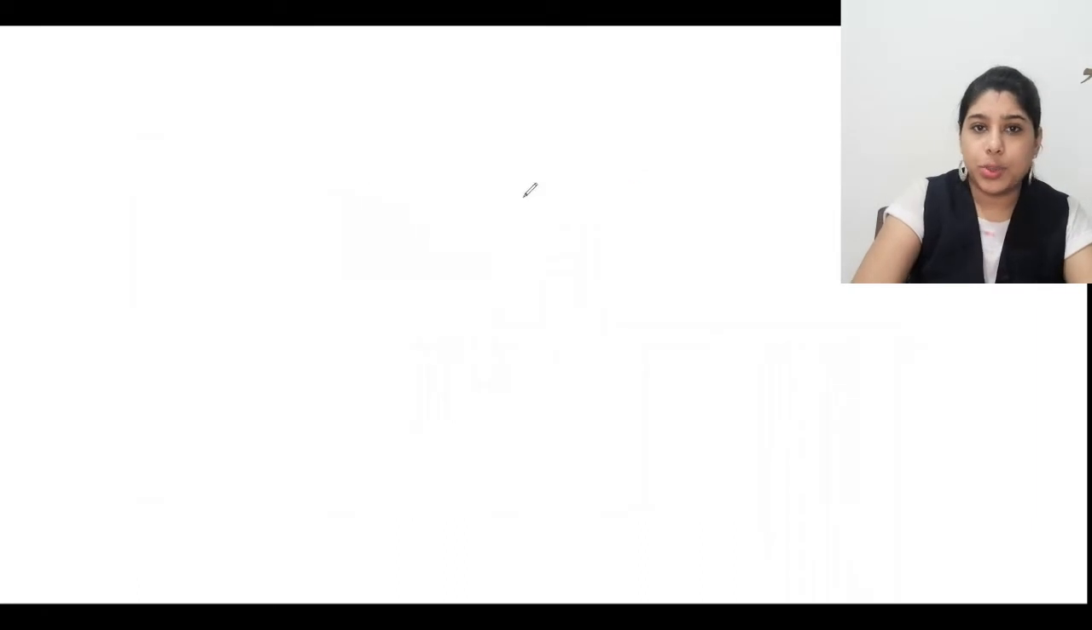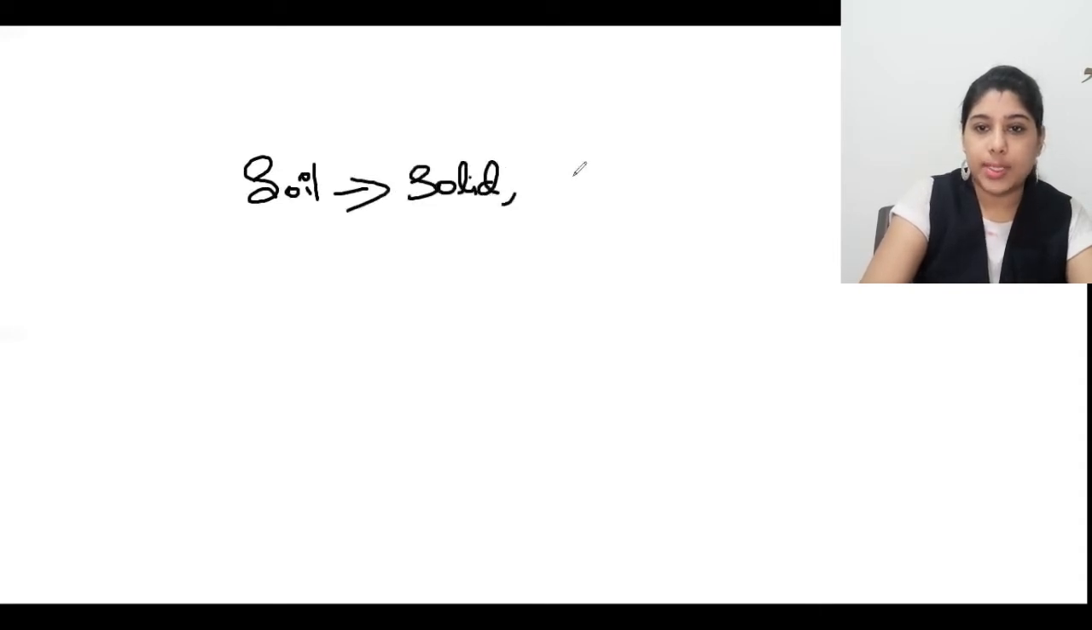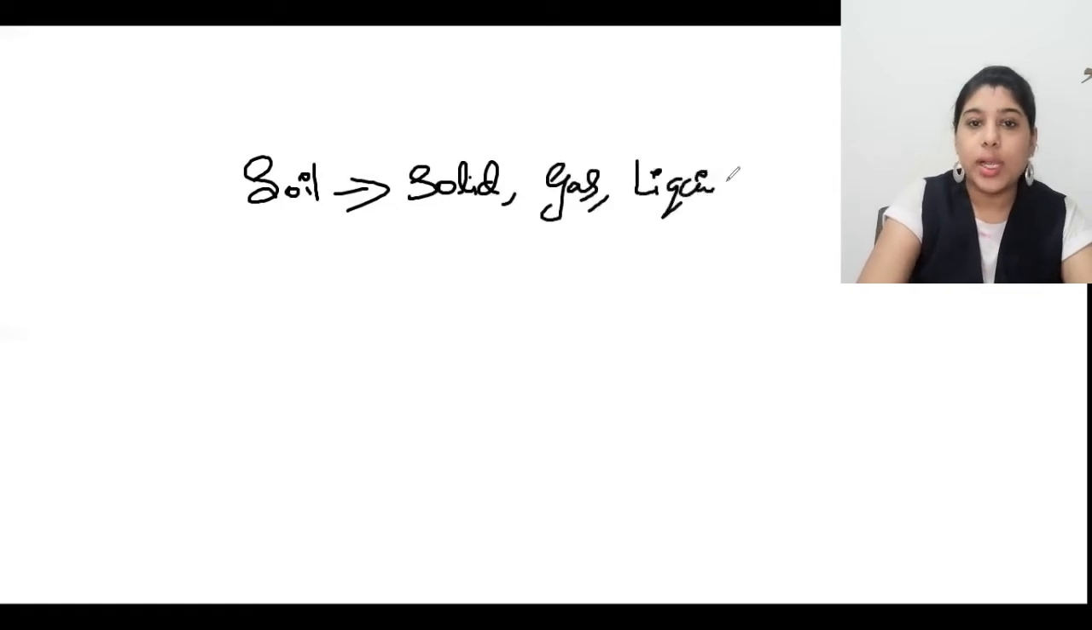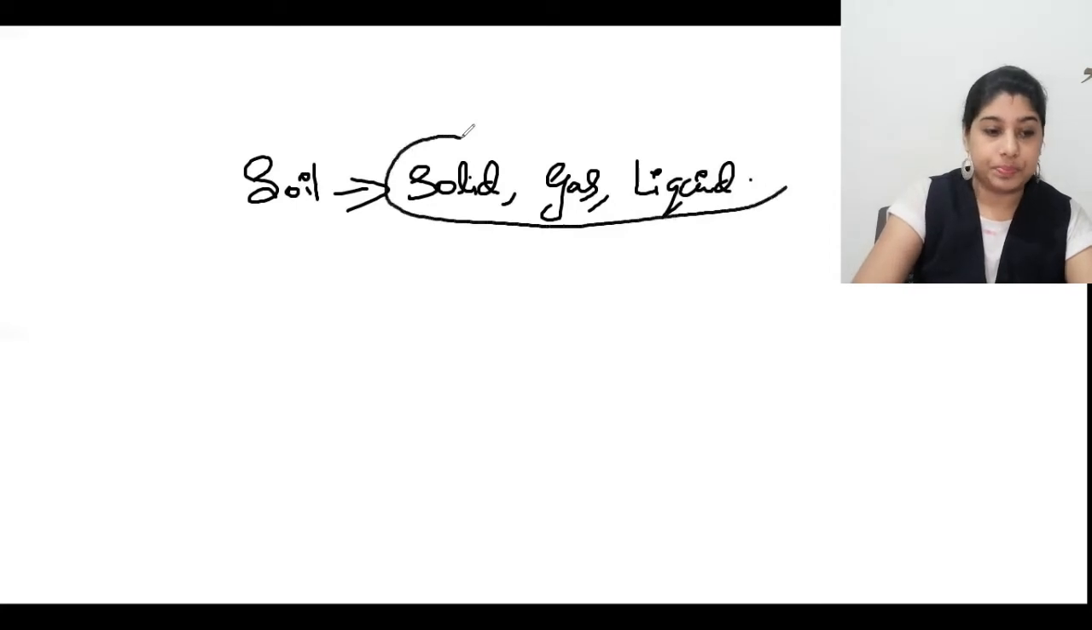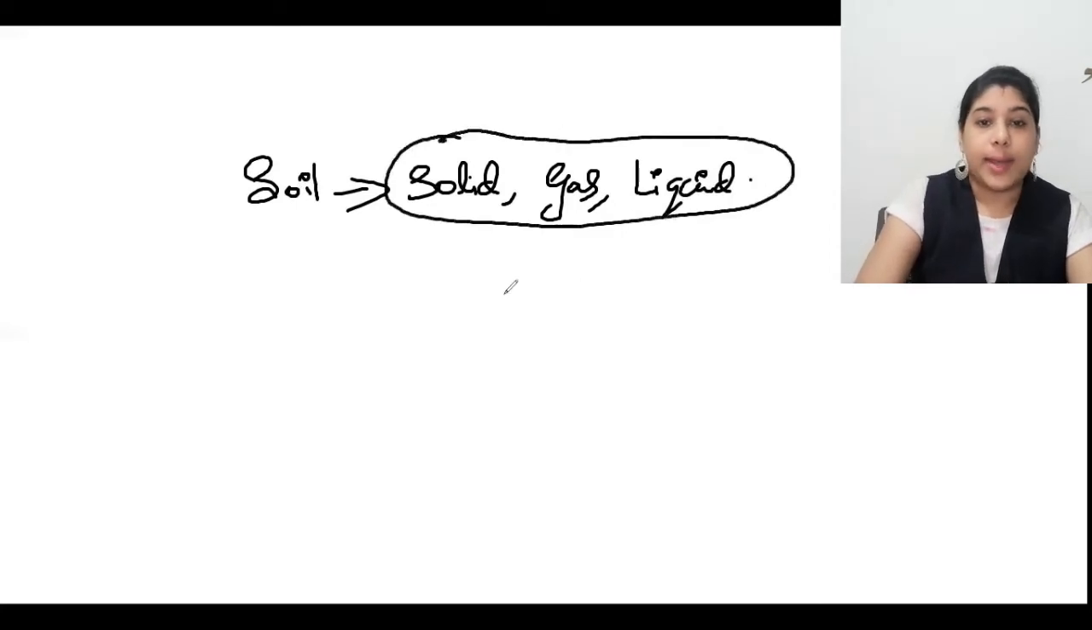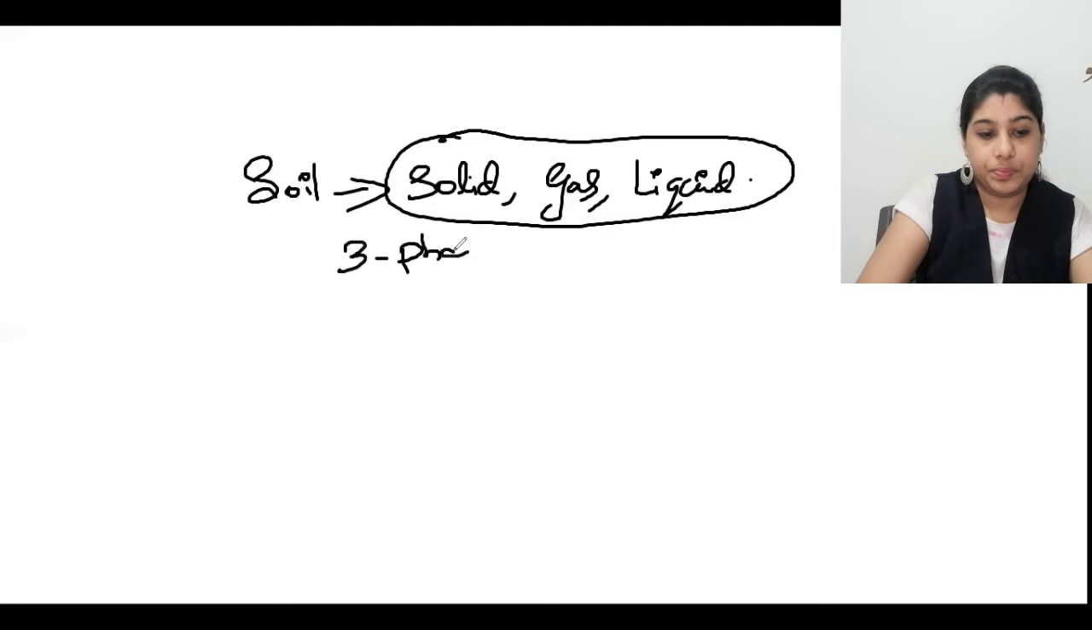So what is actually soil? Can we call soil a solid, a gas, or a liquid? We cannot call it any of them separately, because soil is composed of all three things, and these three components form the three-phase system of soil.